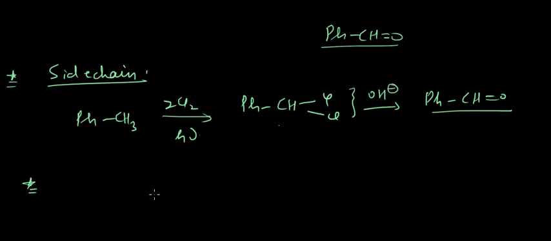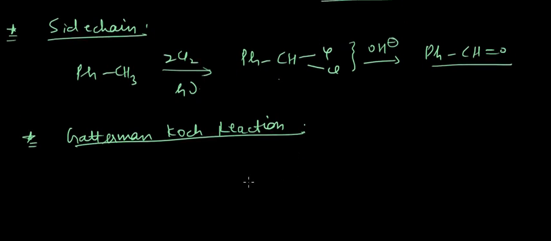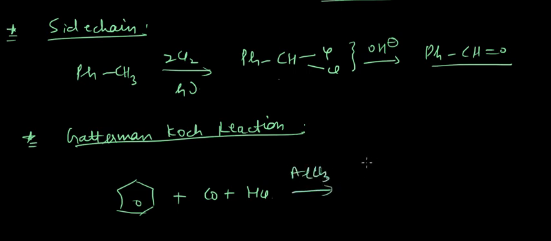And then finally we have the Gattermann-Koch reaction. Here again we have a benzene ring. We are passing CO plus HCl in presence of AlCl3, and we would be getting an aldehyde. The in-depth mechanism is out of scope for the present JEE syllabus, but we can directly remember that this is the reaction which takes place and forms the aldehyde.